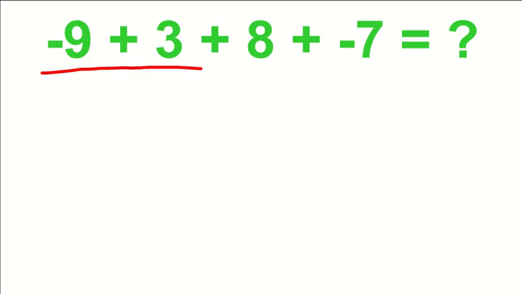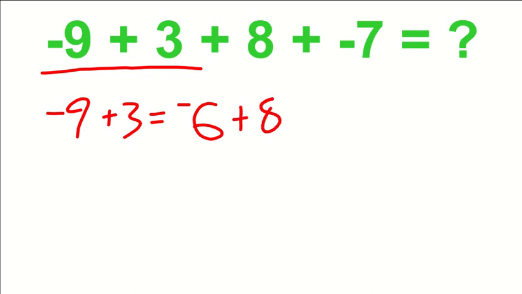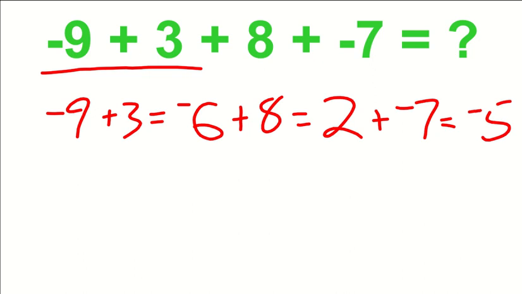So if I've got negative 9 plus 3, signs are different, so we subtract, use the sign of the bigger number, that's negative 6. And we just keep going, adding on the next part. So plus 8, negative 6 plus 8, signs are different. We subtract, sign of the bigger number, so that's positive. Then we got finally the plus negative 7. Again, signs are different. We subtract, sign of the bigger number, that gives us that negative 5. All right, so that's one way to do it.